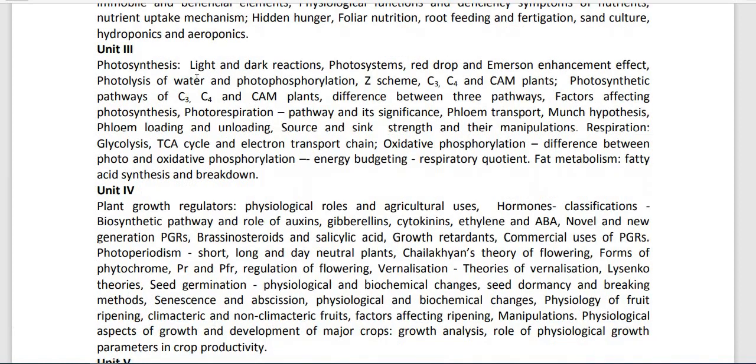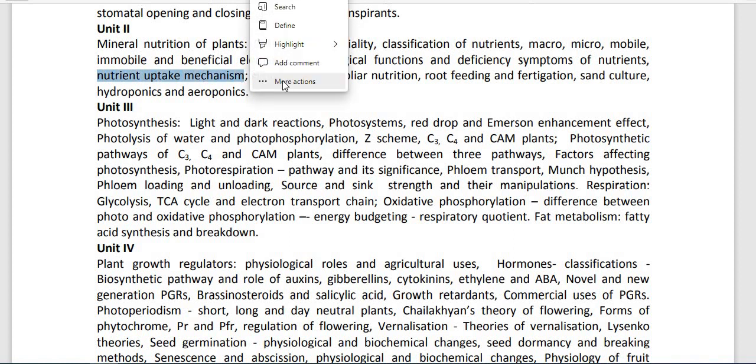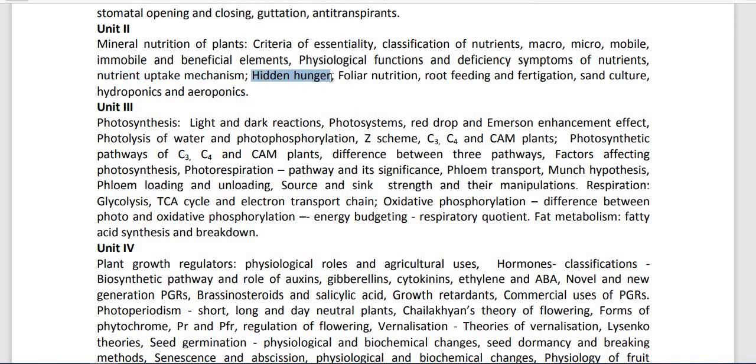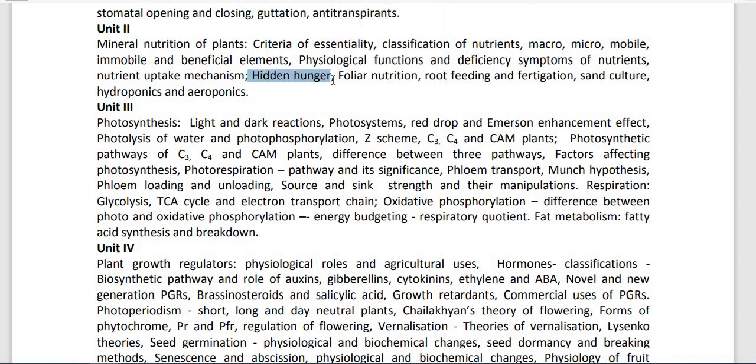Next, there are some mechanisms involved in the uptake of these nutrients. So you have to go through the mechanisms. Then the Hill's and Arnon, for this we can see one graph. They will give one graph, so you have to draw a graph for this. It is also an important question.